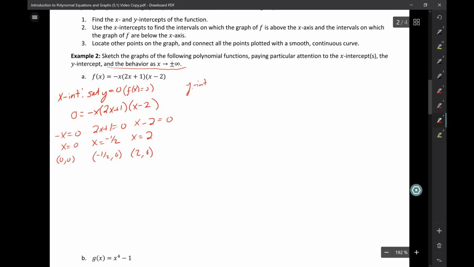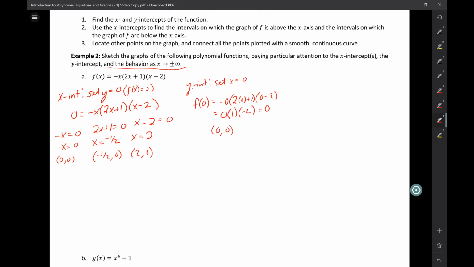Next, we find the y-intercept by setting x equal to 0. But that means everywhere we see an x, we put in 0, so f of 0 equals negative 0 times 2 times 0 plus 1 times 0 minus 2. That's going to give us 0 times 1 times negative 2. That still gives us 0. So the y-intercept is (0, 0).